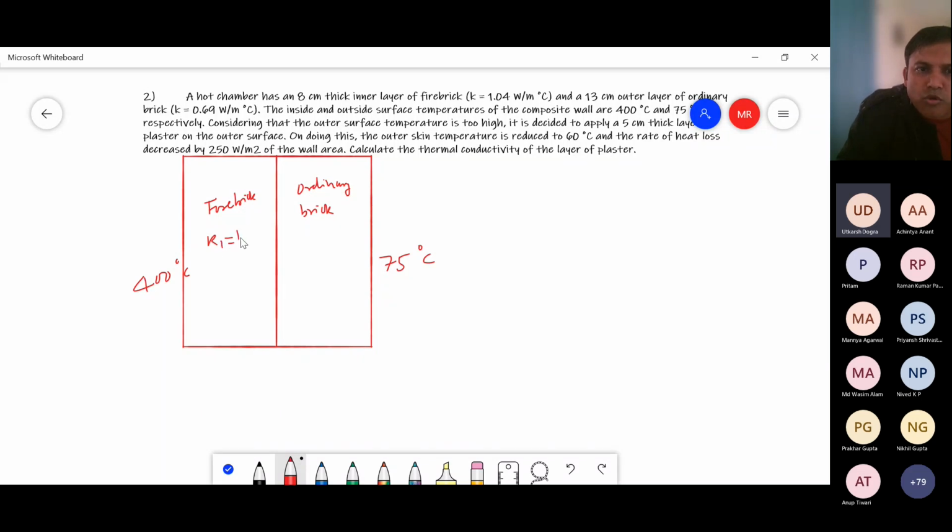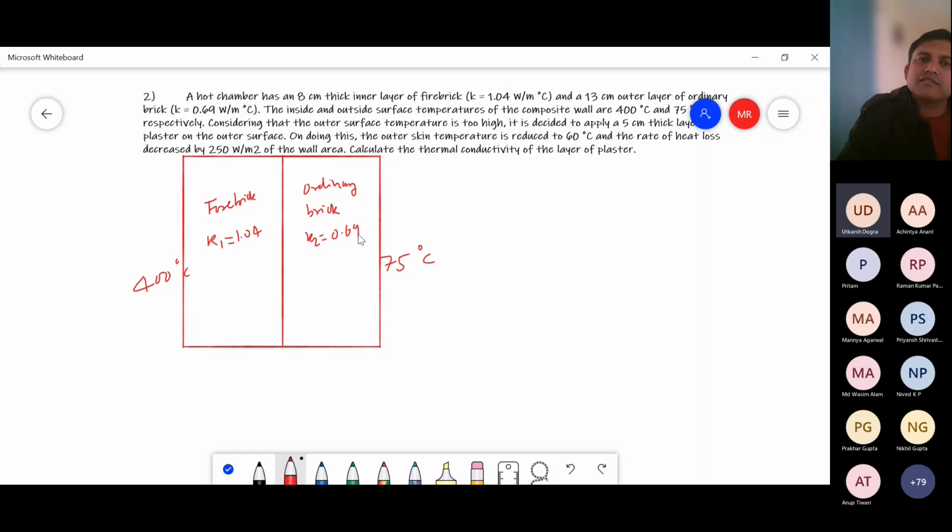Thermal conductivity K1 is given as 1.04 and here K2 is given as 0.69. Thickness is given. This is 8 centimeter thick, whereas this another wall is 13 centimeters thick. So the initial condition is this. With this initial condition, the Q by A will be given by what?